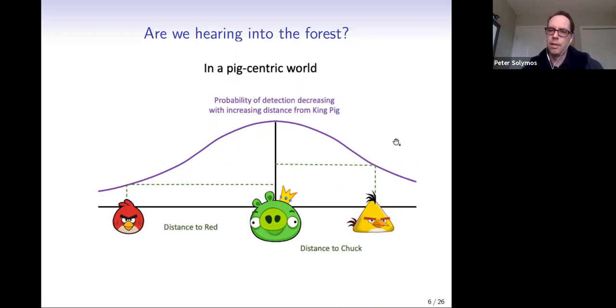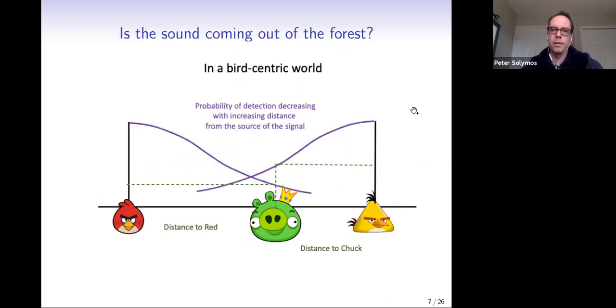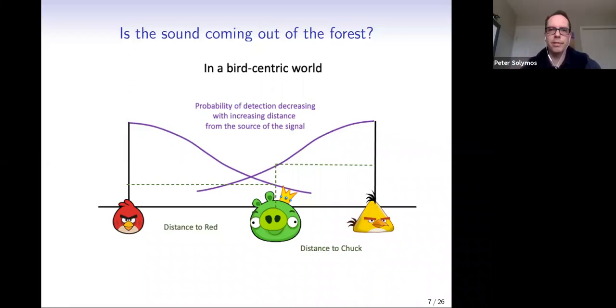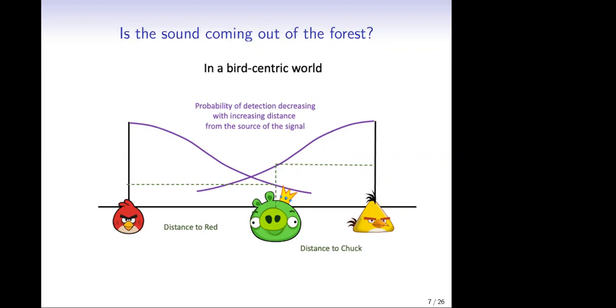And I just want to flip this thinking around, because really what's happening is we are not hearing into the forest, but sound is coming out and we might or might not hear it, right? So the probability of detection is decreasing with increasing distance from the source of the signal, because if we shout or not shout, that sound pressure is going to eventually evaporate.